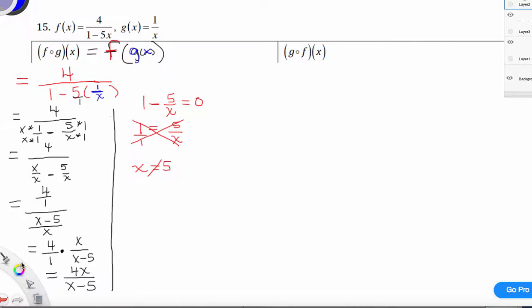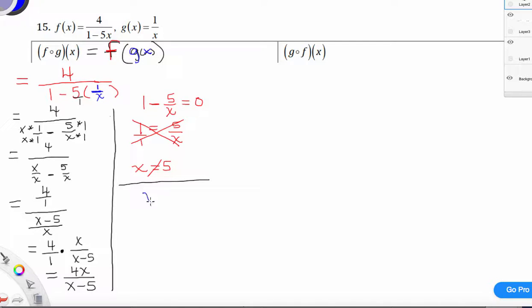Now I'm not done yet because I need to make sure that I take care of any domain restrictions from my inner function, because as you can see, my inner function g of x has its own fraction. So I need to figure out what makes this little denominator right here equal to 0.